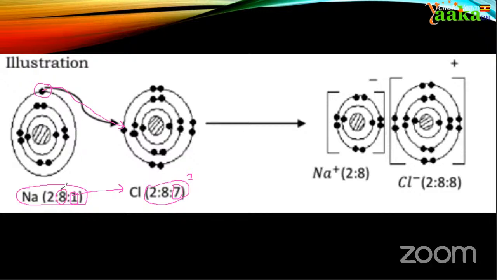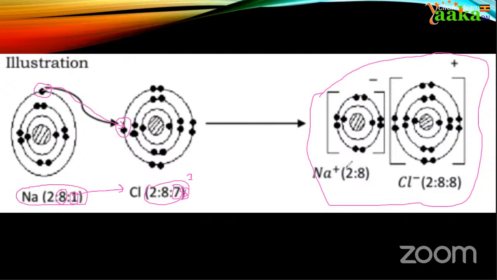Also, when chlorine gains 1, this 7 will instead become an 8. That's how it works. So this is what we are seeing here. The 1 electron on the outermost shell of sodium is lost to chlorine. Chlorine gains it right here. As a result of this loss and gain, we form a bond, which we call the ionic bond. The final structure will look like this.